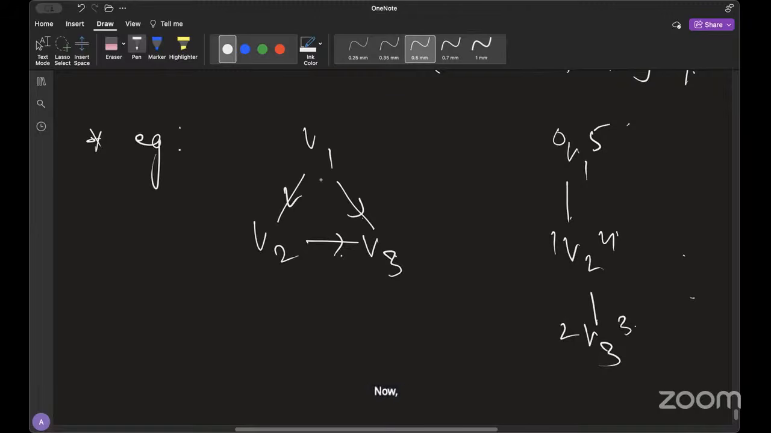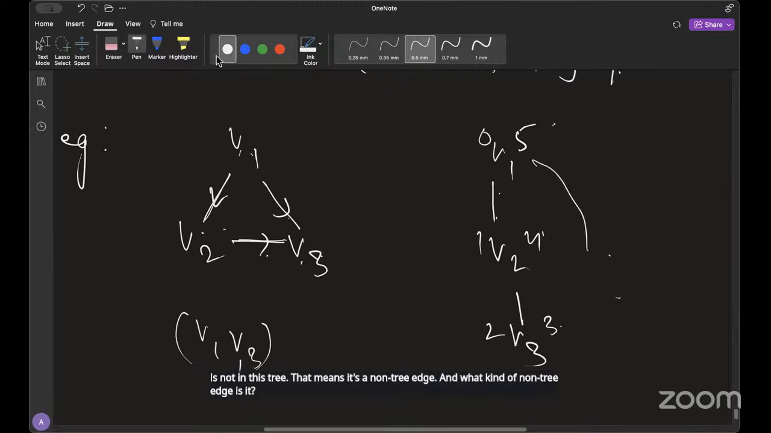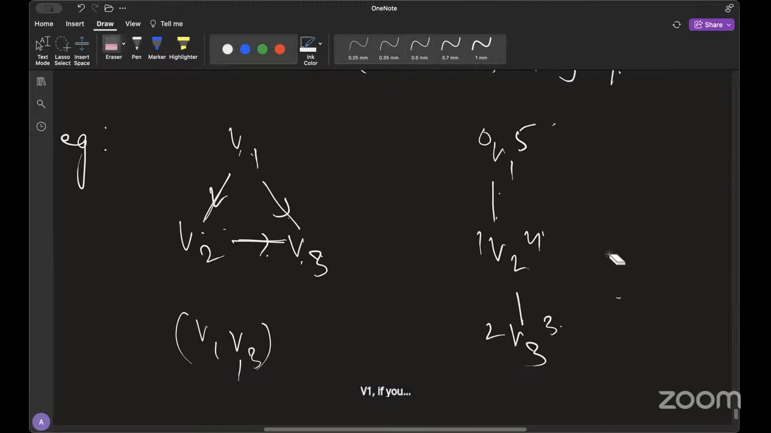Now, we have only made these edges, right? These ones are 3 edges. V1 to V2, V2 to V3. 3 edges, because they're also in the tree. V1 to V3, however, is not in this tree. That means it's a non-tree edge. And what kind of non-tree edge is it? V1, if you make it dotted here, you will see.